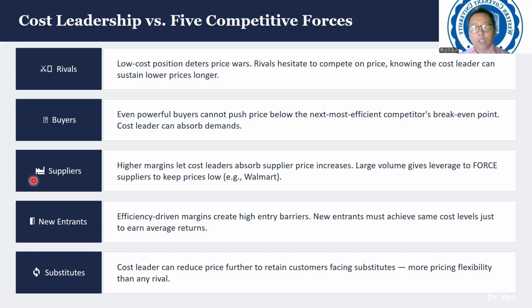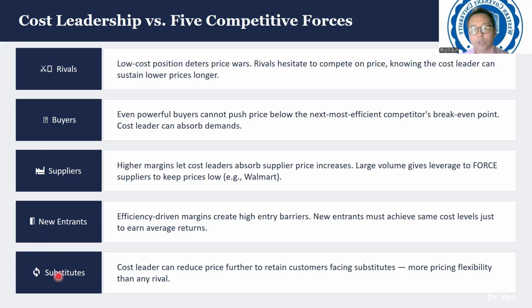Suppliers. A cost leader typically operates with margins that allow it to absorb supplier price increases. And its massive purchasing volume gives it leverage to negotiate prices down. Think of Walmart's enormous supply chain power. They have power, right? And new entrants. High efficiency creates high barriers. A new entrant would need years to achieve the same scale and process efficiency. Until they do, they cannot earn normal returns.